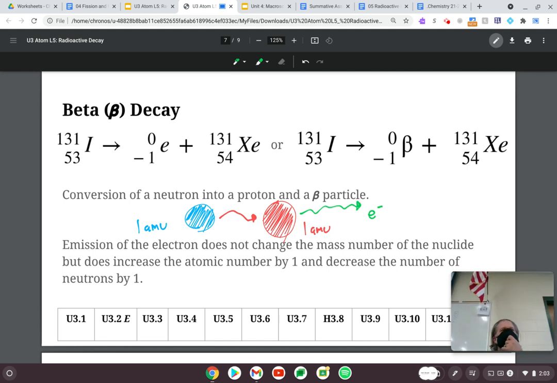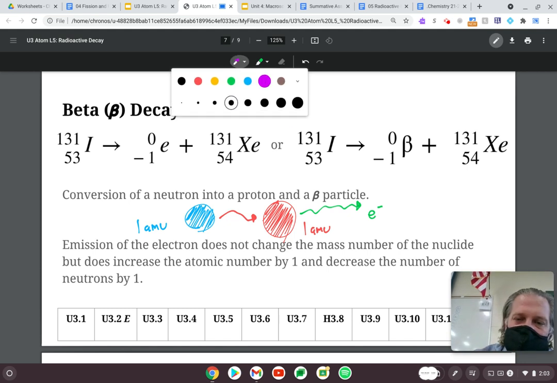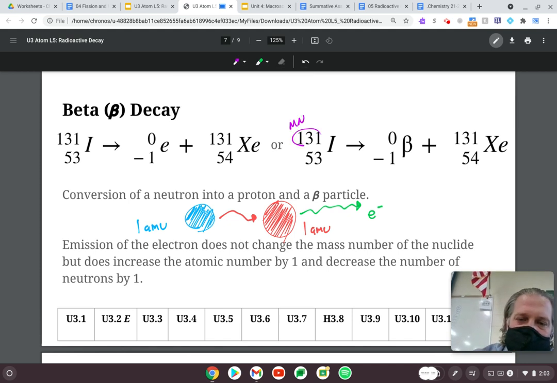And because electrons have almost no mass, they don't really change anything else. So in this instance, again, the math has to be the same. Up on top, where my mass number is, my left side is 131, so my right side has to also add up to 131. So 0 plus 131 equals 131.